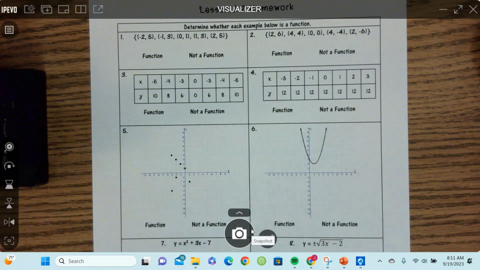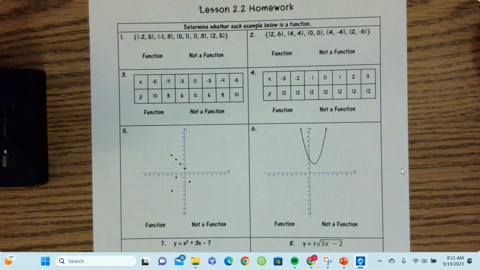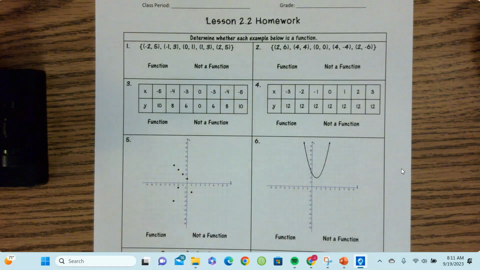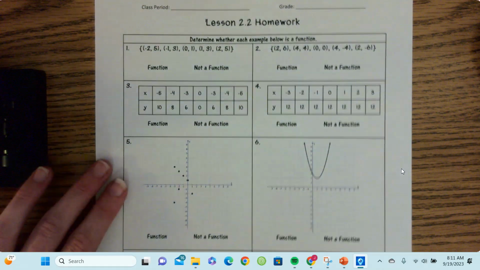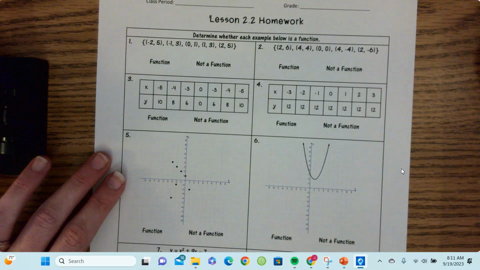Alright, this video is for lesson 2.2 homework. All we're doing today is function or not a function. So this should be a review from last year.